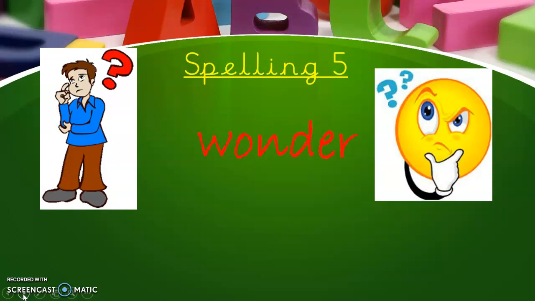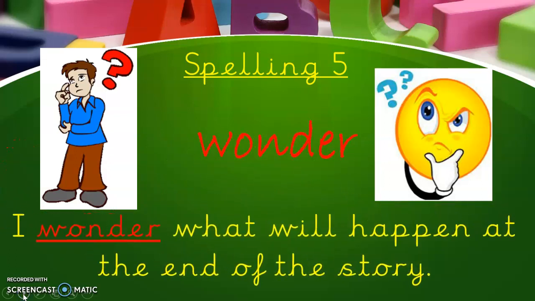Spelling 5 is wonder. We might want to spell it W-U-N-D-E-R, but it is actually W-O-N-D-E-R. Looks like wander, but wander is W-A-N, so be careful. Wonder. I wonder what will happen at the end of the story.